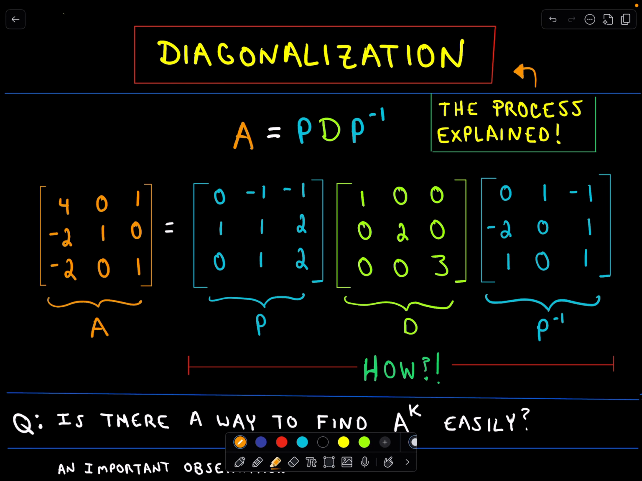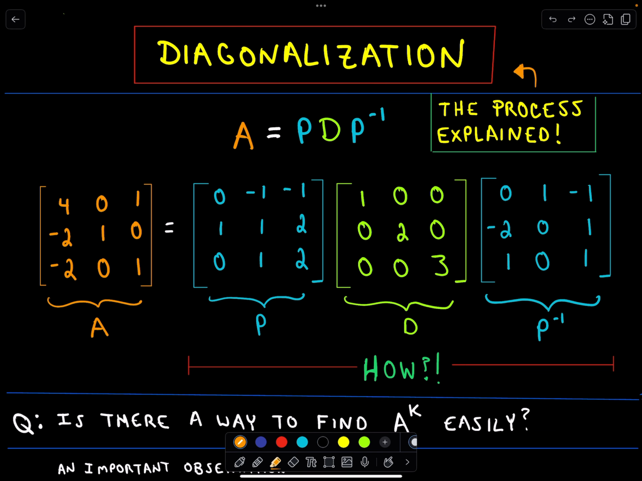So in this video, I want to talk about what's known as the diagonalization of a matrix, or we can say that we're diagonalizing a matrix. And the idea is, we're going to take a matrix A and break it up into a product of three separate matrices. So we've got some matrix P multiplied by some matrix D multiplied by the inverse of P.